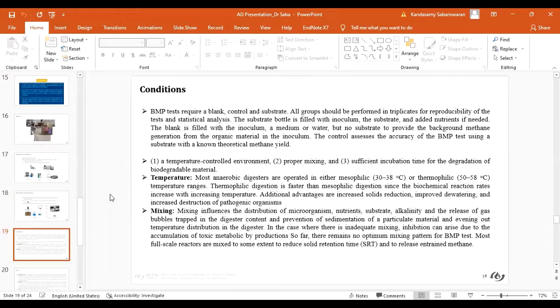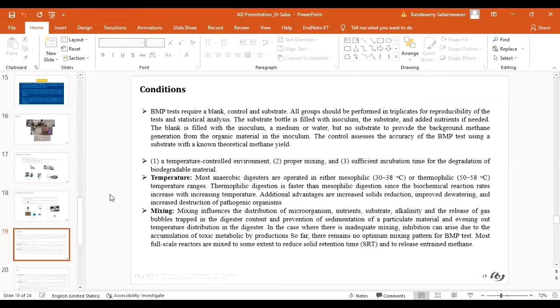So what environment is needed for BMP? A temperature-controlled environment, proper mixing, and sufficient incubation time for the degradation of biodegradable material. Regarding temperature, most anaerobic digesters are operated in either the mesophilic or thermophilic range: mesophilic 32-38 degrees Celsius, thermophilic 52-58 degrees Celsius. Thermophilic digestion is faster than mesophilic digestion since the biochemical reaction rates increase with increasing temperature. Additional advantages are increased solid retention, improved dewatering, and increased destruction of pathogenic organisms.